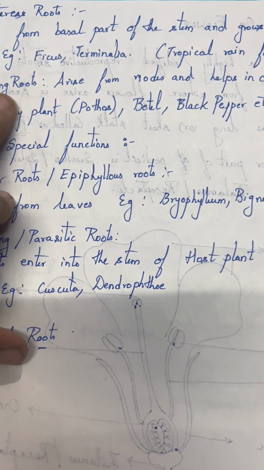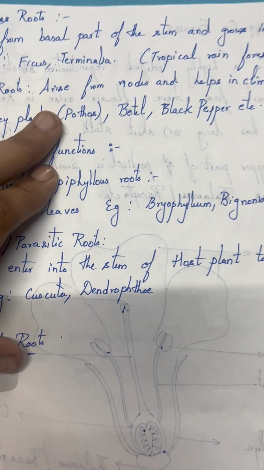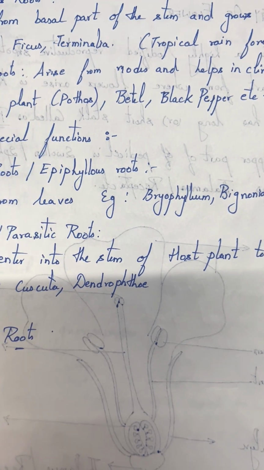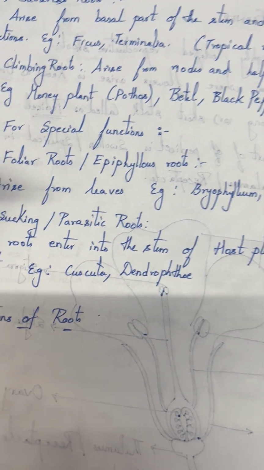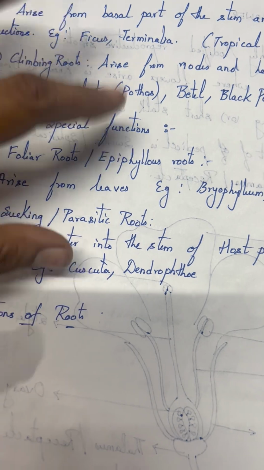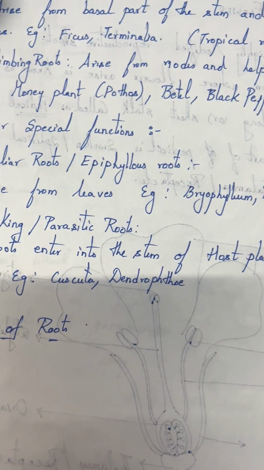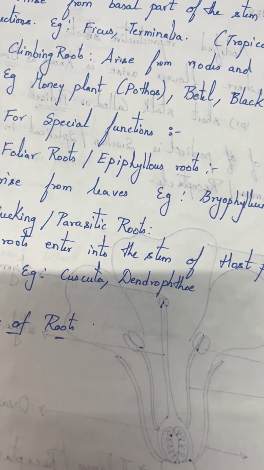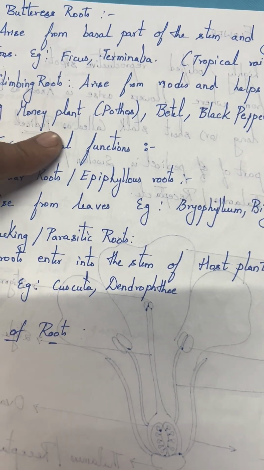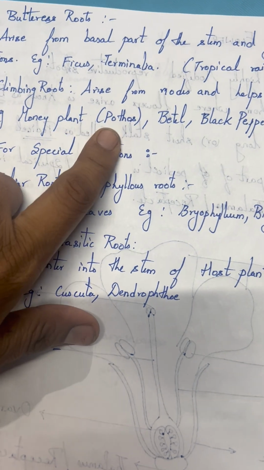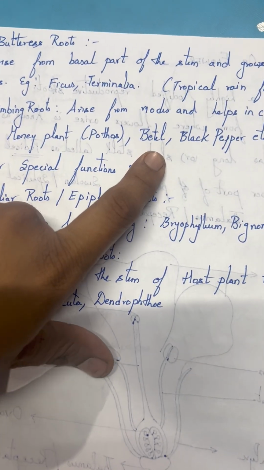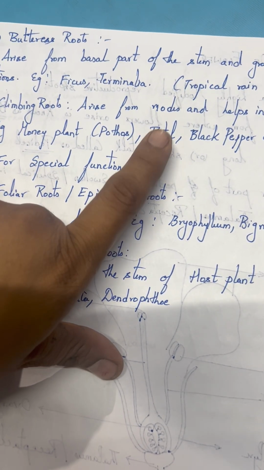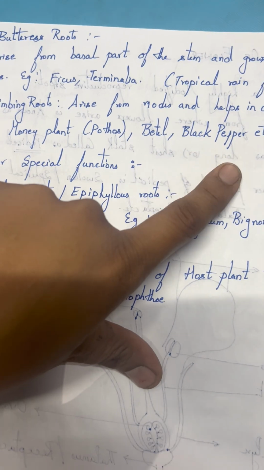Next is climbing roots. They arise from nodes and help in climbing. Example, money plant, you know about the money plant, right? From the nodes small roots are obtained and they help in climbing. They provide grip on the wall or anything and help in climbing. Examples, money plant, also known as pothos, betel plant, which is paan, and black pepper, etc.